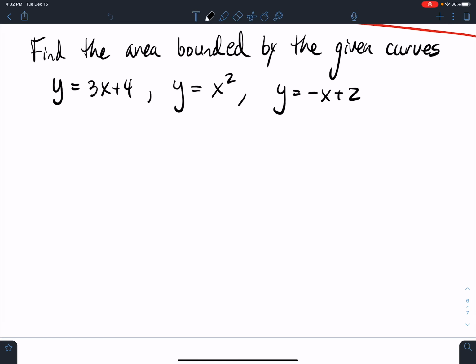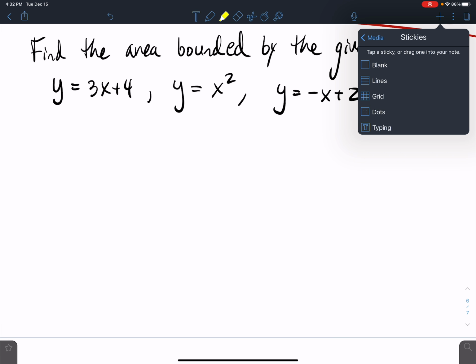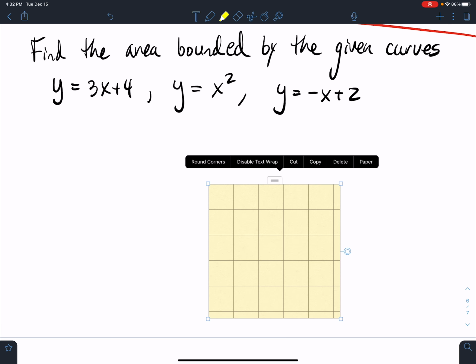Find the area bounded by the given curves. We've got three curves: y equals 3x plus 4, y equals x squared, and y equals negative x plus 2. So I'm going to graph it first so I get an idea of what's going on.